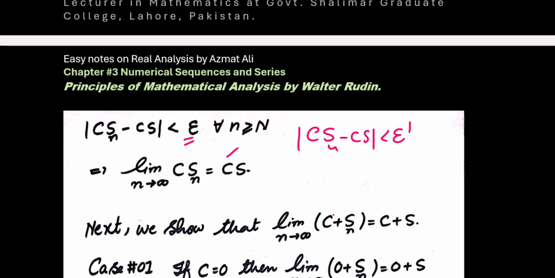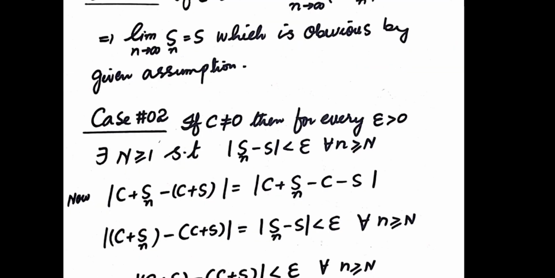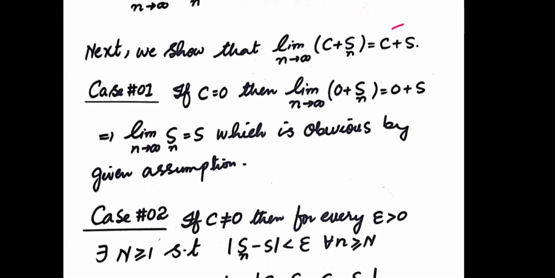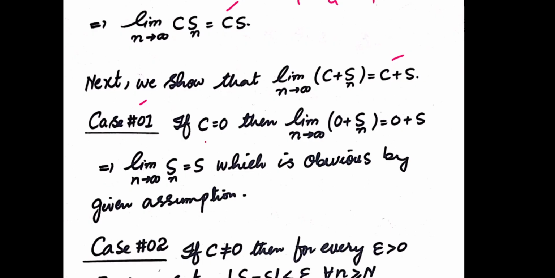Next we show that the limit of C plus Sn is equal to C plus S. Case number 1, if C is equal to 0, then this expression simply becomes the limit of 0 plus Sn equal to 0 plus S, or limit Sn equal to S, which is obvious by the given assumption, because at the start of the theorem it is given that the limit of the sequence Sn is equal to S. So this result holds for C equal to 0.